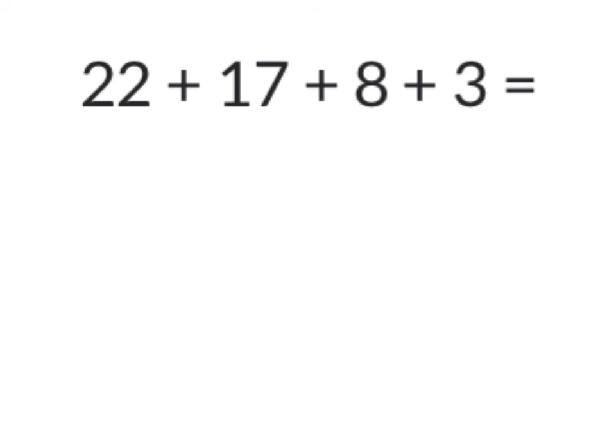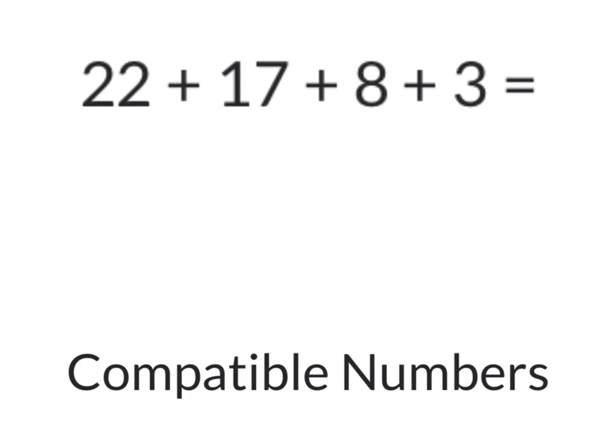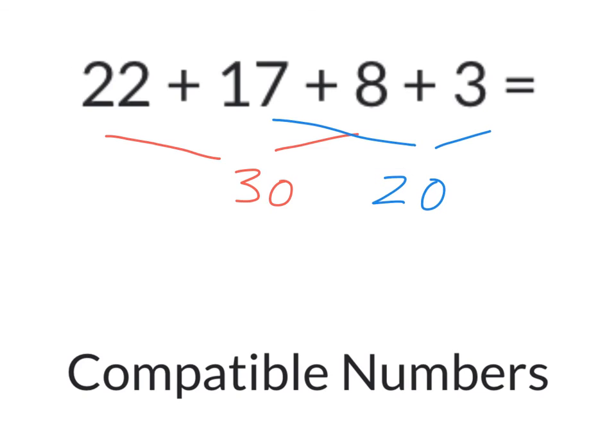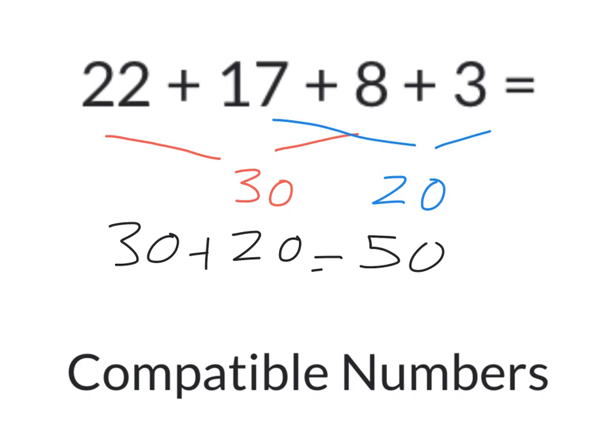Okay, what about if I had a problem like this? 22 plus 17 plus 8 plus 3. Now, when I look at this, I can see some numbers that go together. So I'm going to use my strategy of looking for compatible numbers. So I can see that the 22 and the 8 go together to make 30, and 17 and 3 go together to make 20. And when I add the 30 and the 20 together, I get 50. So that was using my strategy of compatible numbers.